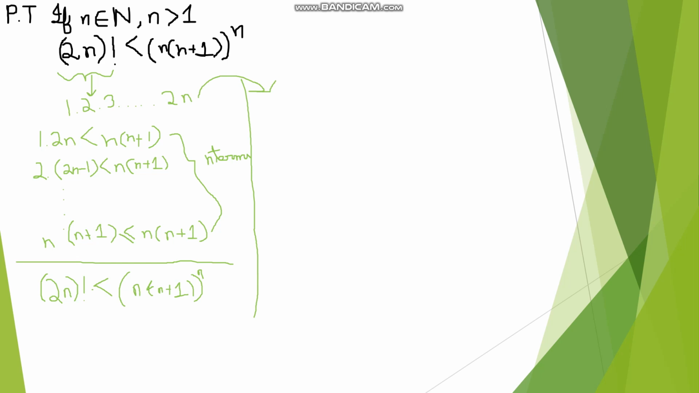We can think of the even numbers first. From every even number we can take 2 as a common factor. There are 2n numbers, so n even numbers, so we can write this as 2 to the power n into 1 into 2 into 3 up to n. This is the product of all the even numbers I am taking, up to n.